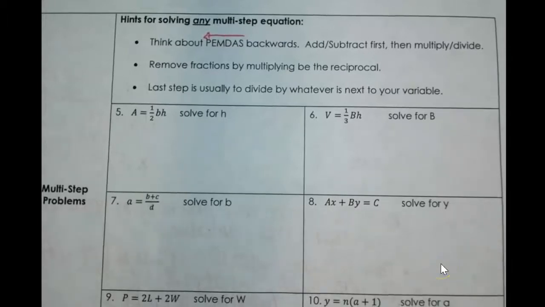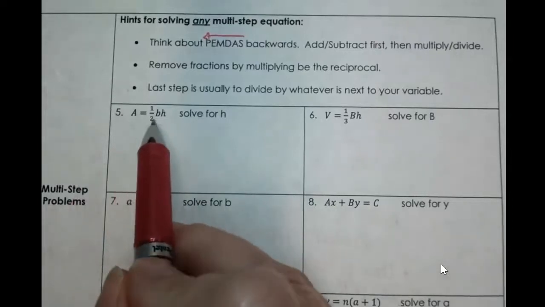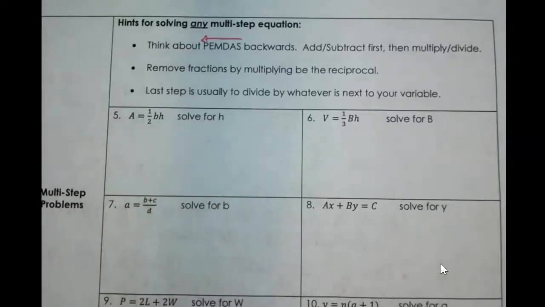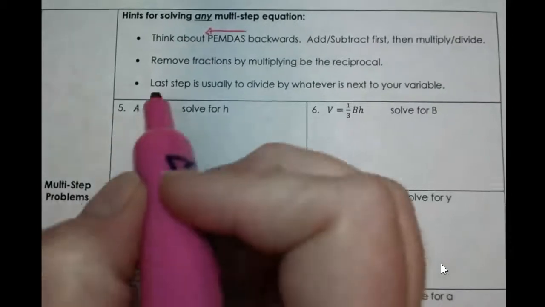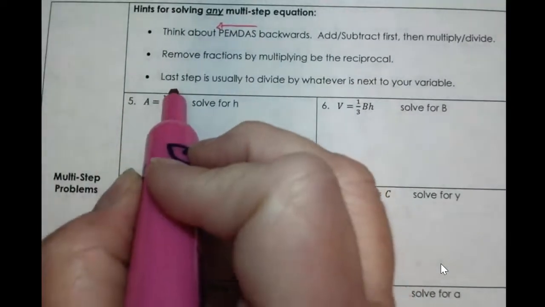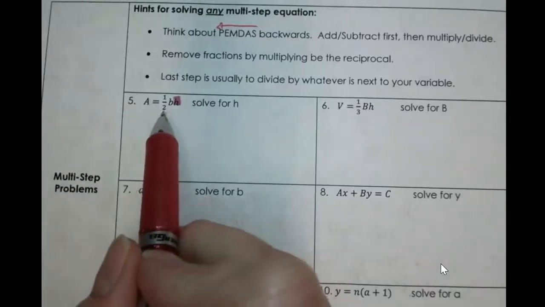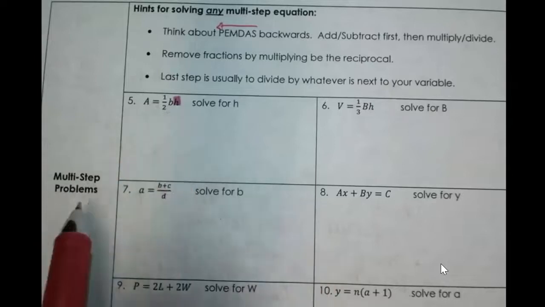So let's try one here. So we have A equals 1/2 BH. Area equals 1/2 base times height. So that's the area of a triangle. And we want to get H alone. So here's H. We want to get him all by himself. Everybody else on that same side needs to move. All right, so what are we going to do? We have 1/2 times base times height.